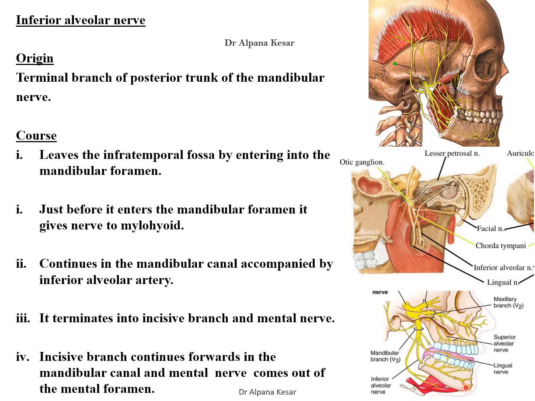The incisive branch continues forwards in the mandibular canal and supplies the incisors and the canines. The mental nerve comes out through the mental foramen and supplies the skin and the mucosa of the chin and the lower lip.